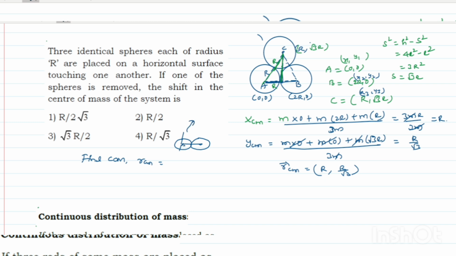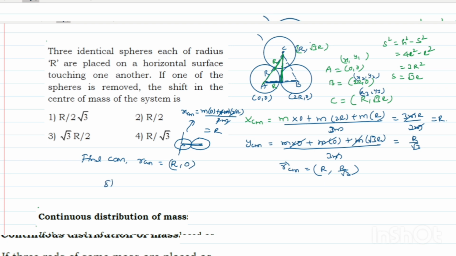So after removal of that one, XCM is M into 0, plus 2M into its location, which is at R plus R, that is 2R, divided by the total mass, which will be M plus M, that is 2M. So the 2 gets cancelled and M gets cancelled, and we will be getting R. So the final center of mass after removal is R comma 0.